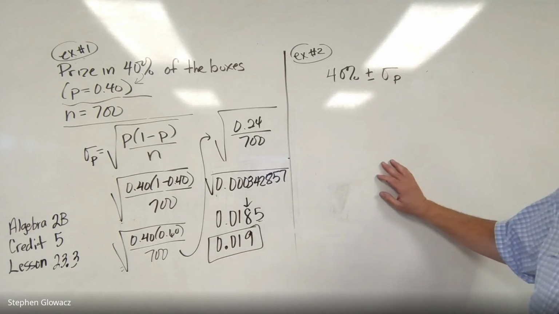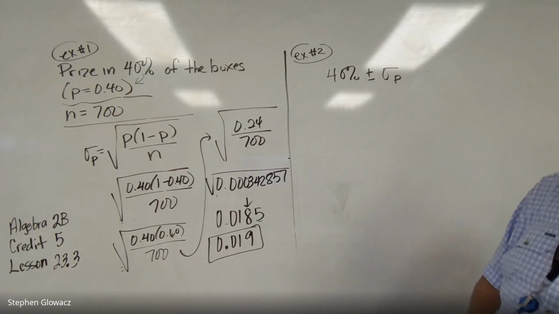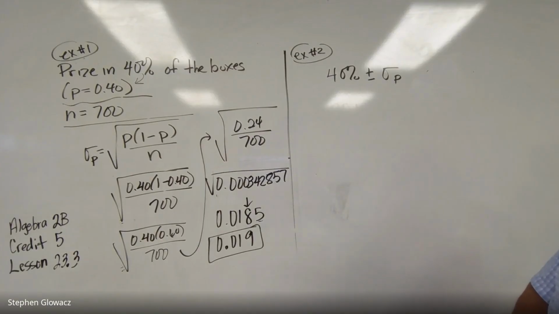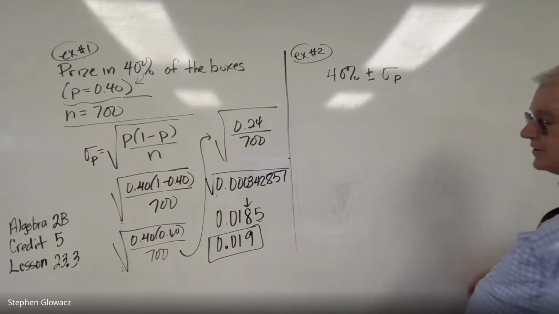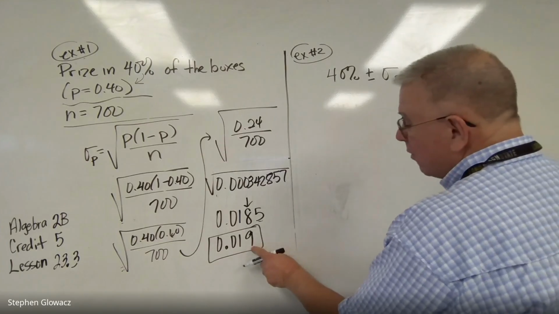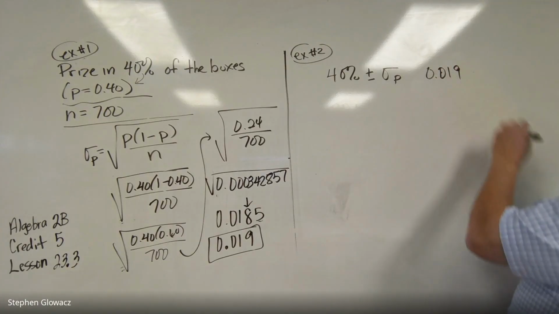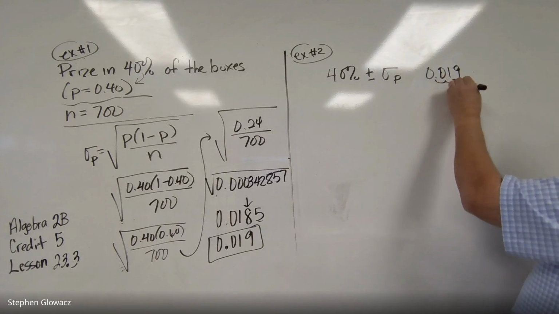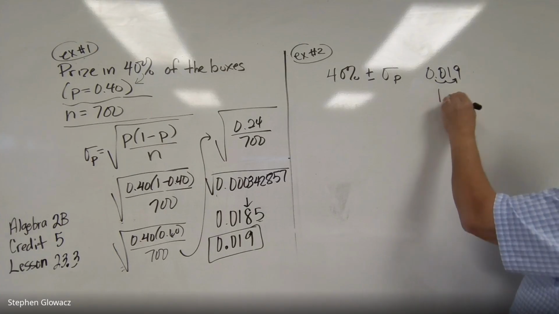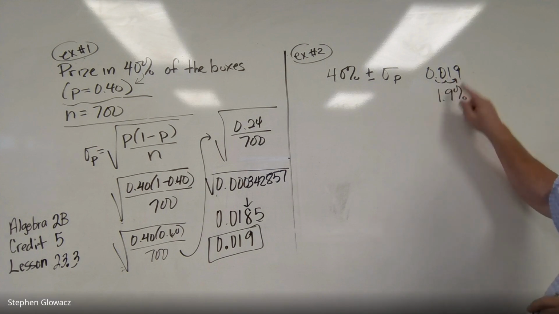Now, problem number 2, it says for a random sample of 300 boxes, or in our case 700, what interval captures 68% of all sample proportions under the normal curve? So the first thing we're going to have to do, since we're doing this as a percent, is take our 0.019 and convert that to a percent. Remember how we convert a decimal to a percent? We just move it 2 to the right, and so the decimal is now here, so that would be 1.9%. 0.019 written as a percent is 1.9%.